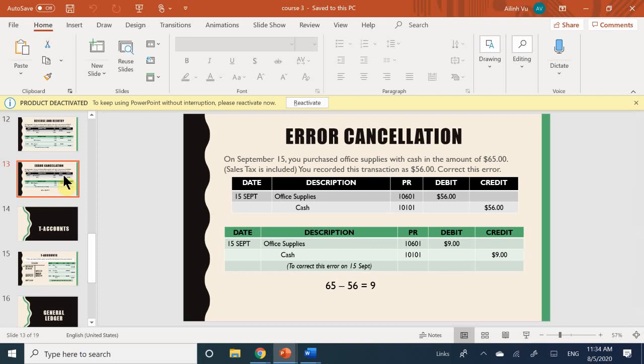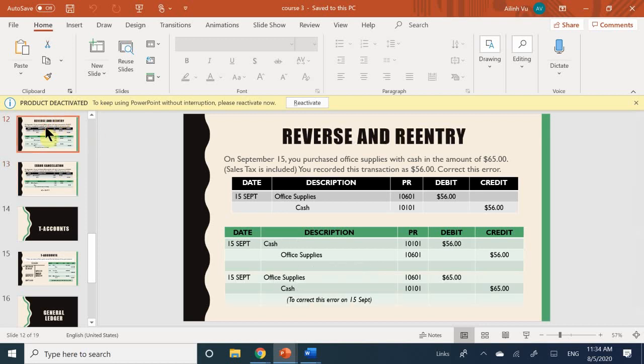Okay, so they're two separate ones. You can only choose either or. You cannot do both. You can only choose one or the other. You cannot do both, or else you'll double cancel out your transaction. Any other questions?